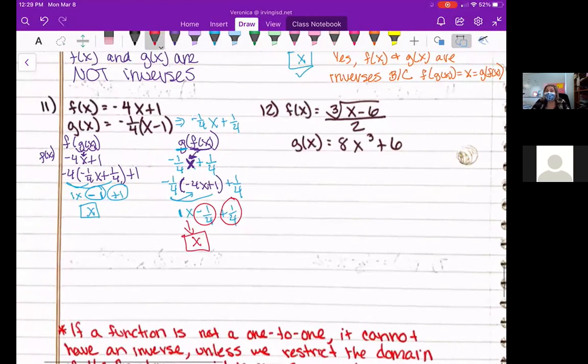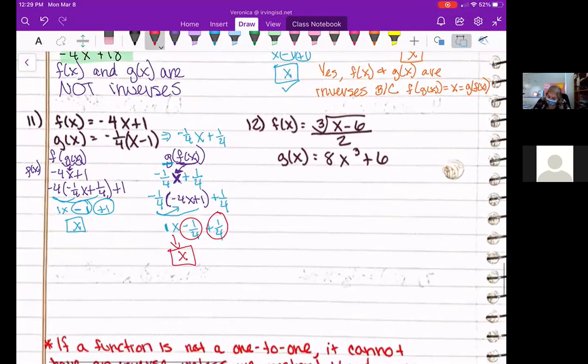So are f of x and g of x inverses of each other? Yes, for the same reason as number 10, right? So yes, f of x and g of x are inverses because f of g of x equaled x, which also equaled g of f of x.